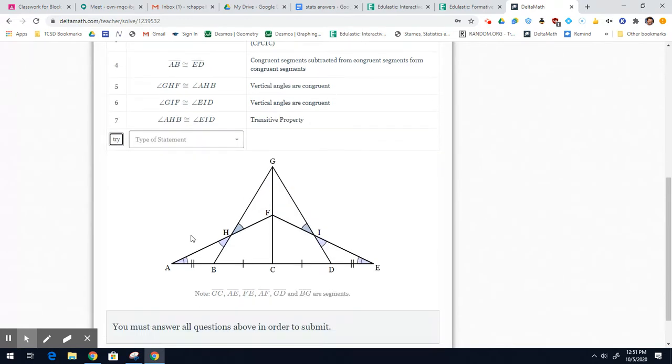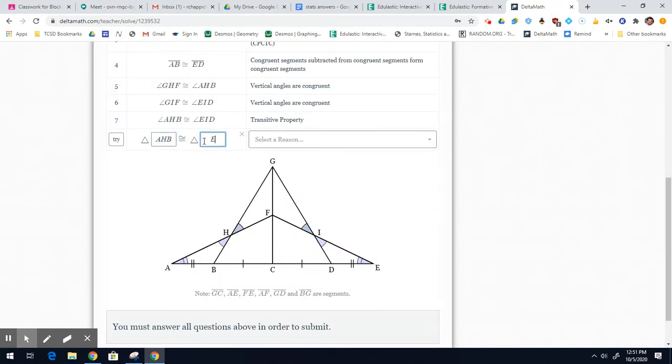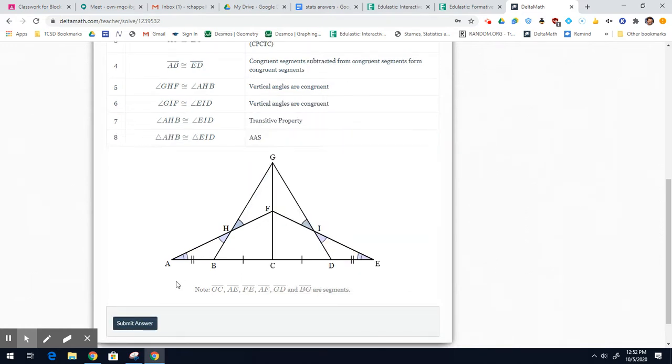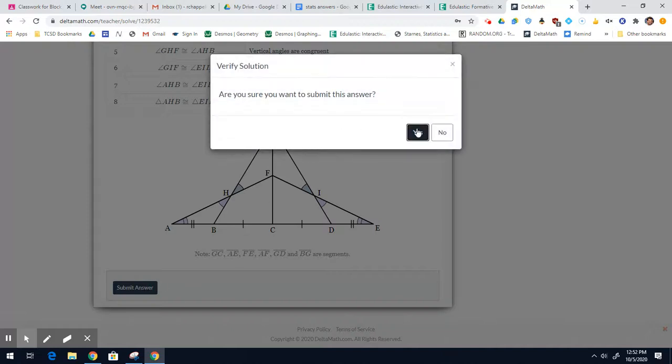Nice. And now look at my triangles. Angle, angle, side. I know now that triangle AHB is congruent to triangle EID. Angle, angle, side. Green check mark. Click submit for the bigger green check mark.